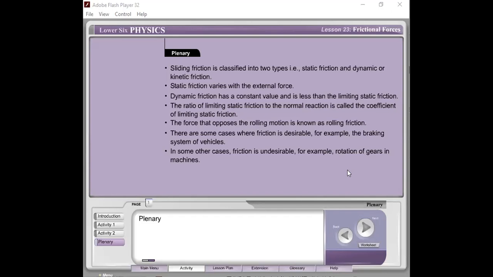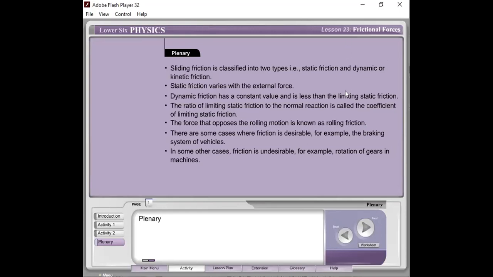Static friction varies with the external force, whereas dynamic friction has a constant value and is always less than the limiting static force. The ratio of limiting static friction to the normal reaction is called the coefficient of limiting static friction, a constant. The force that opposes the rolling motion is known as rolling friction. There are some cases where friction is desirable, for example the braking system of a vehicle. In other cases friction is undesirable, for example the rotation of gears in a machine.